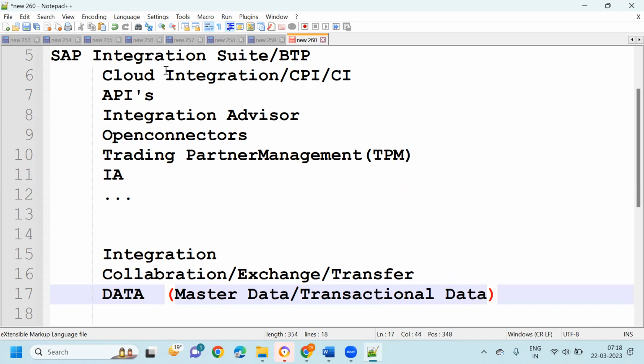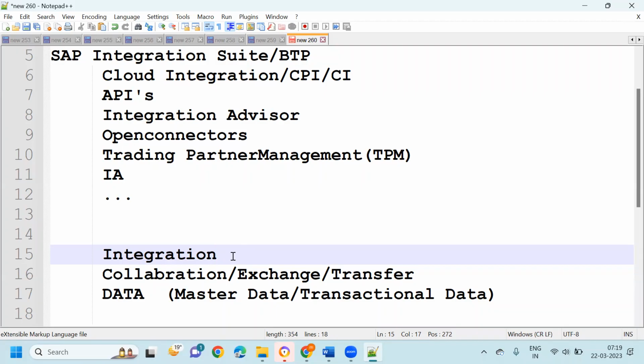See here, the purpose of this technology is integration. It means that SAP CPI, or Cloud Integration, or Integration Suite, is the integration technology. What type of integration technology is it? It is a cloud integration technology. It is an integration tool, or integration software, like that we can define it.